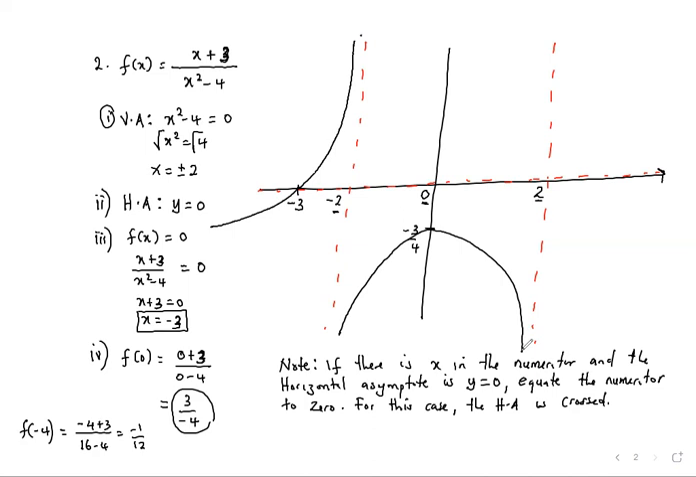Say we pick plus 3. If we pick plus 3, we are going to have 3 plus 3 over 9 minus 4. This is 6 over 5. So it's above the x-axis. So the graph is like that.